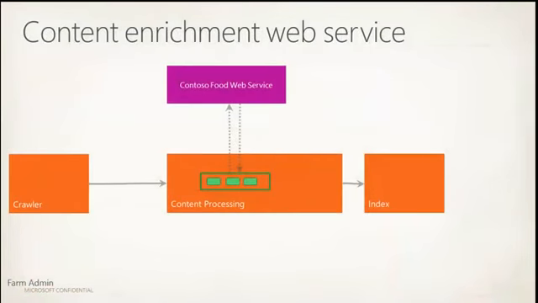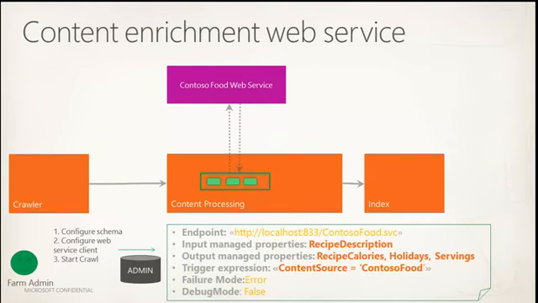So looking a little bit more at the workflow, like how you go about configuring this. This is the Contoso web service that Runar showed you. What you want to do in this scenario is first to go and configure your search schema, because the managed properties that the Contoso web service will output will need to be part of the search schema. So the web service can output properties that are not present on an item, but they have to be defined in the search schema. And for the input, anything that the web service needs to consume has to be a managed property.